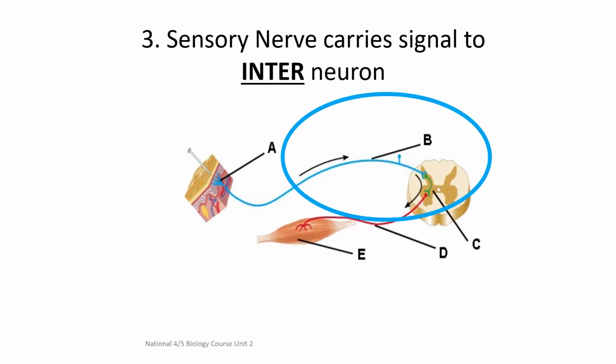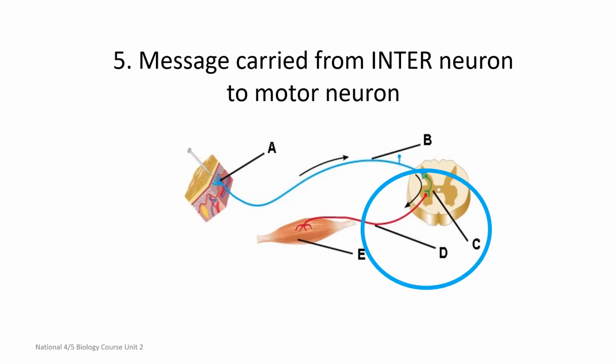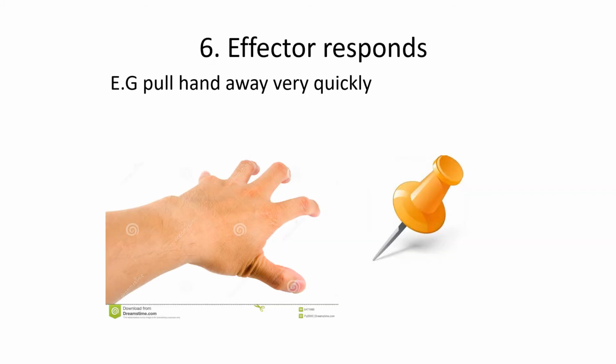So your sensory neuron then carries these electrical impulses to your interneuron, and then your interneuron receives the message and passes it on to the motor neuron. So your motor neuron will then receive this message from the interneuron, and then it'll pass the electrical impulse to your effector, and then your effector will cause the response. So in this occasion, it'll be a muscle contraction, and your hand will pull away from the pinprick quickly, and that will protect your hand so that it doesn't get damaged by the pin, or there will be less damage. So this is a protective response.